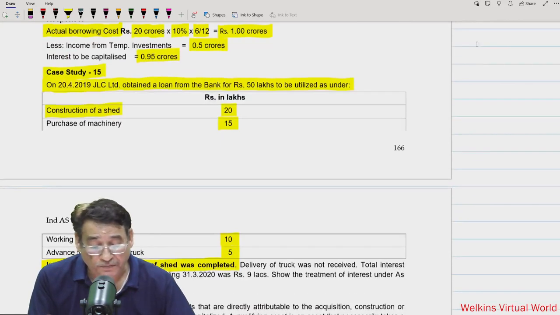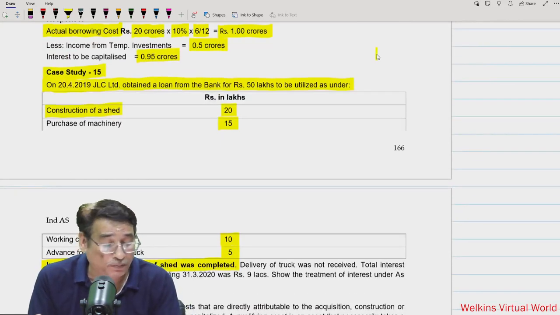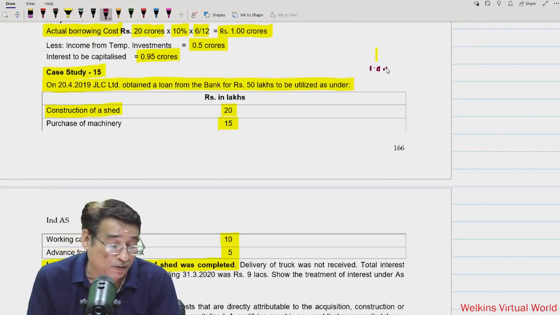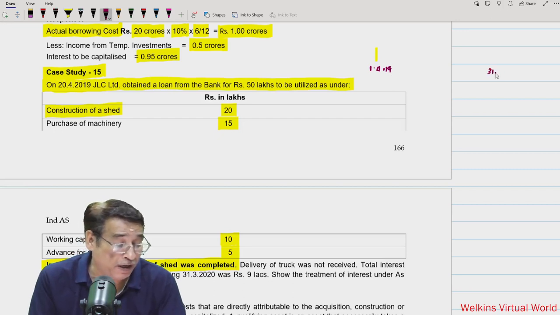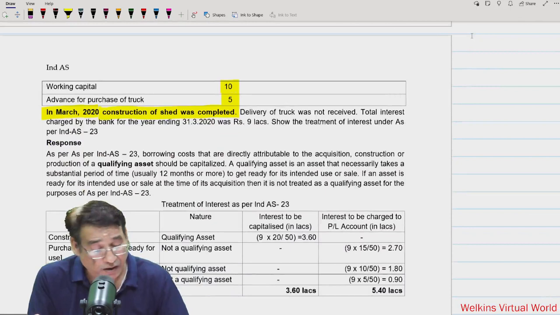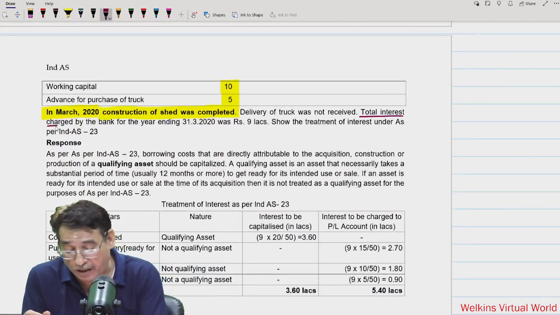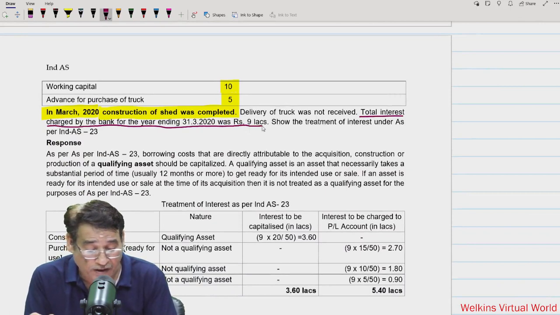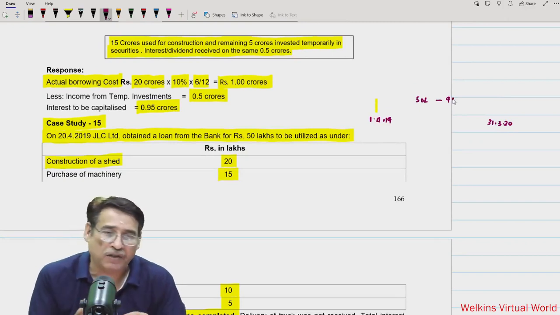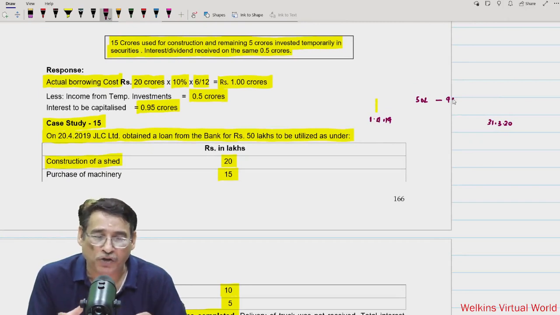Remember one thing, you took the loan on 1-4-2019. The accounting year is ending on 31-3-2020. Total 50 lakhs worth of loan you have taken. And further it is given that the total interest which you have paid for the year is 9 lakh. That means on 50 lakhs of loan you have paid interest of 9 lakh. The question is, out of this 9 lakh, how much should I capitalize and how much should I charge to profit and loss account?